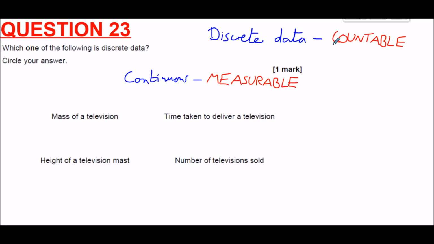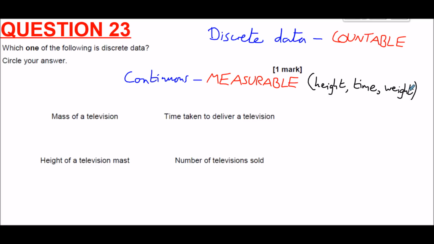So discrete is countable and finite. It's usually only whole numbers. Whereas continuous is measurable. For example, you'd measure height with a tape measure. You'd measure time with a stopwatch. You'd measure weight with some weighing scales. So you can't say something's just 1 kilogram or 2 kilograms. It could be 1.5 kilo, could be 1.3, could be more or less anything.